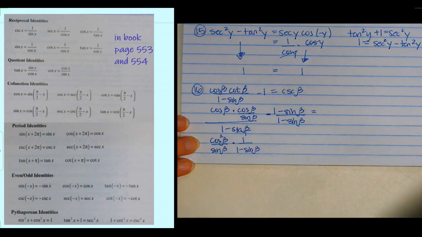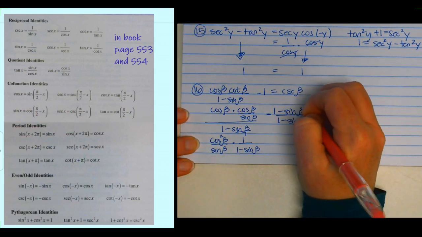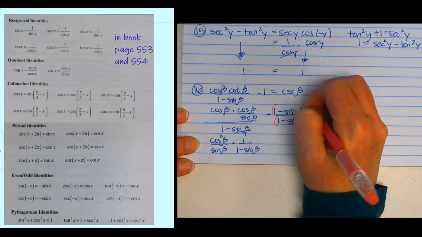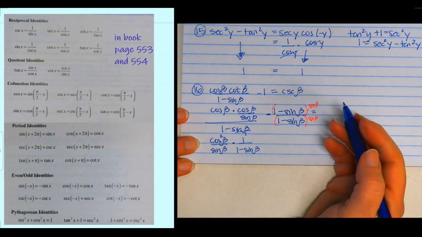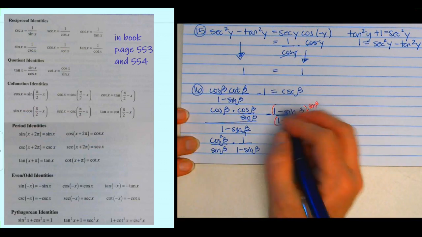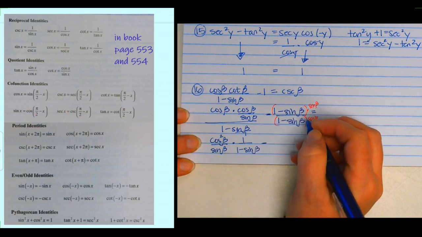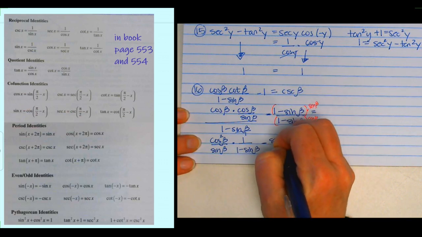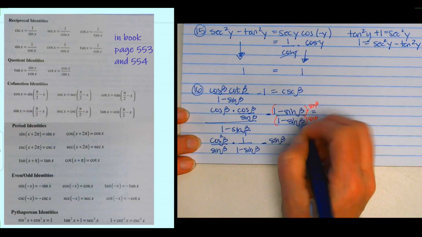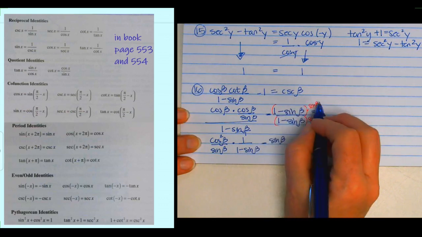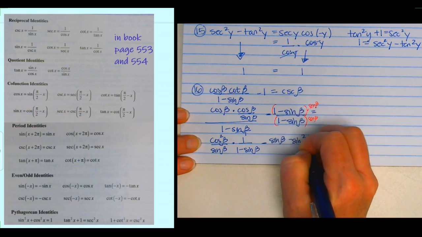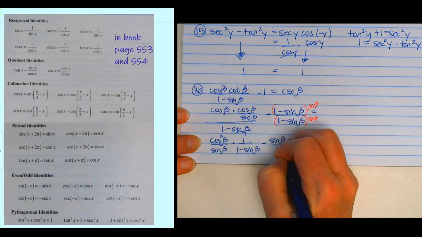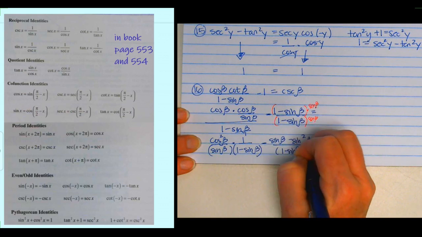So I'm going to need to multiply this one by sine of beta over sine of beta. So what does that do for me? That gives me minus sine of beta, 1 times sine of beta, negative sine, so that's negative sine squared of beta all over 1 minus sine of beta times sine of beta.